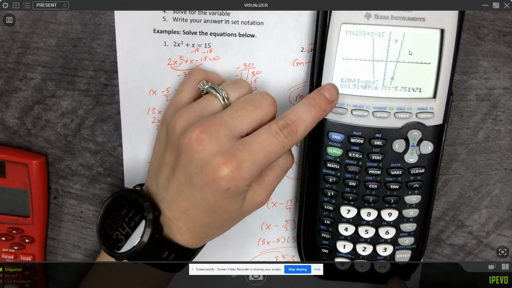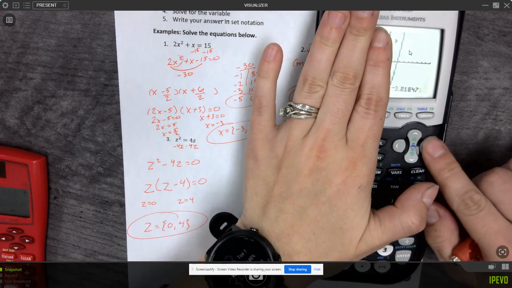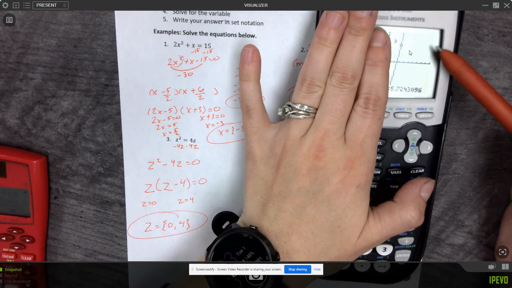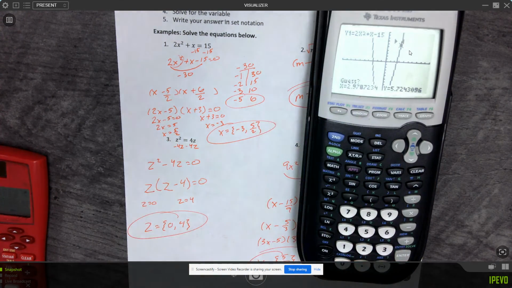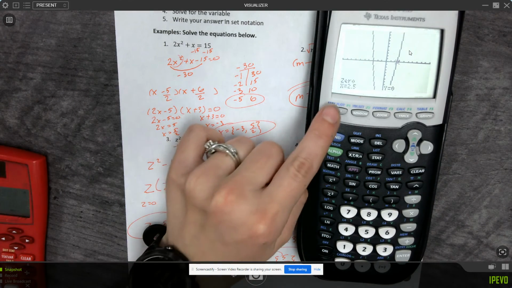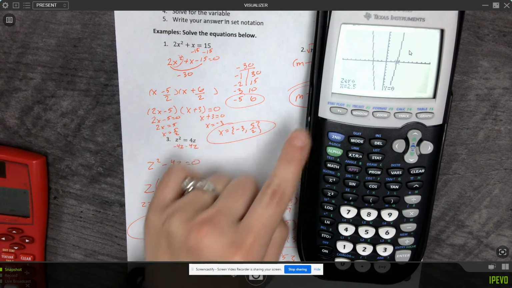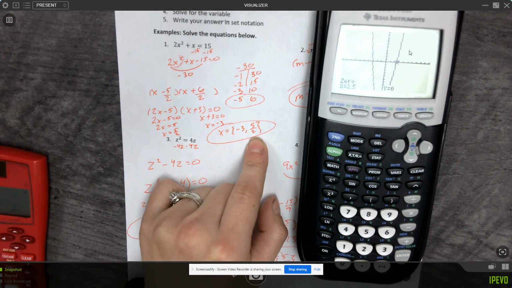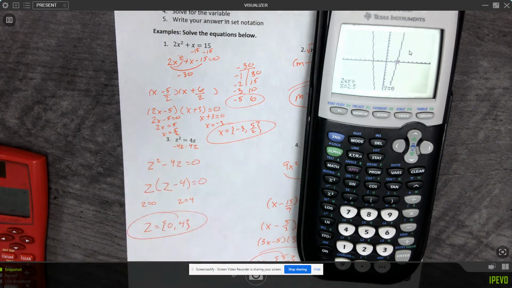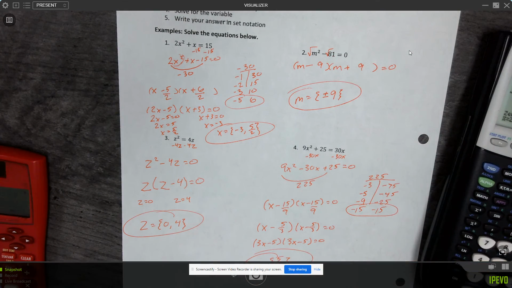Now it asks about the right bound. So go somewhere to the right of that x-intercept. I am right of that x-intercept. I'm going to hit enter. And then it says guess. You just hit enter. And it comes up with 2.5, which is 5/2. And if you weren't sure about that, you can type 5 divided by 2 in your calculator and you would get that. That's how you check them.